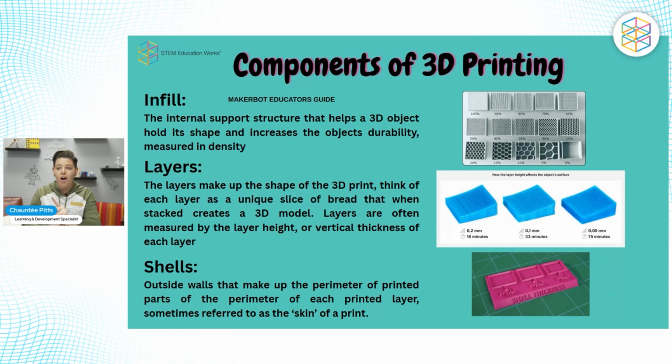The layers are basically, I love this idea of thinking of them as a unique slice of bread. When you stack them, it creates a 3D model. And that's basically what's happening. You're measuring the thickness of each layer. That's what we're talking about. So when I say I want the layer to be this thick or this thick or this thick, it will make a difference in what the print turns out to be.